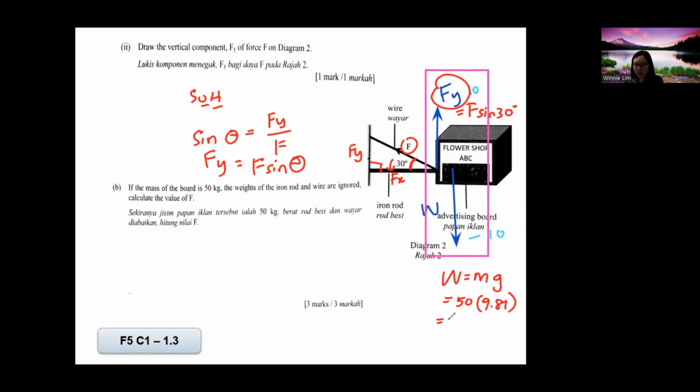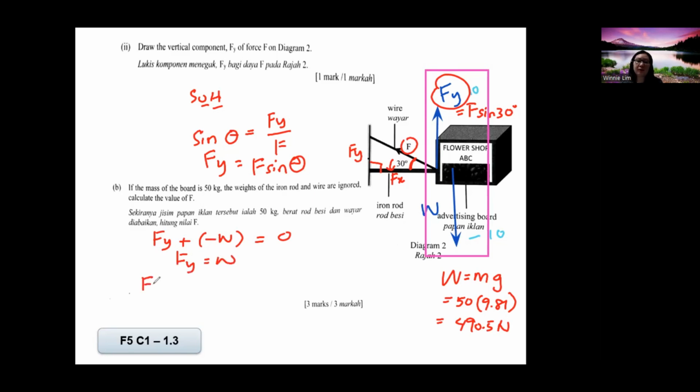50 times 9.81 is basically 490.5 Newton. So like I mentioned already, Fy has to be the same as W. In general, the concept is basically Fy plus negative weight. The resultant is what? 0, because of equilibrium, right? Therefore, you have Fy equals W.